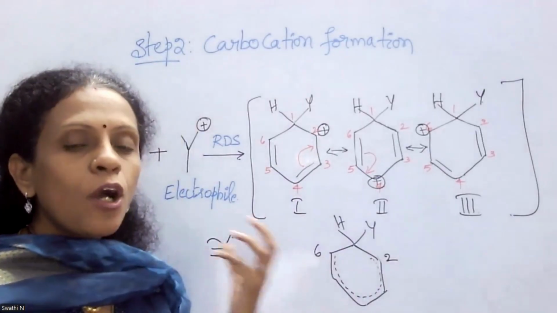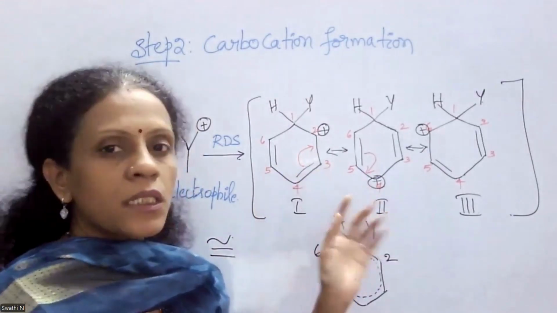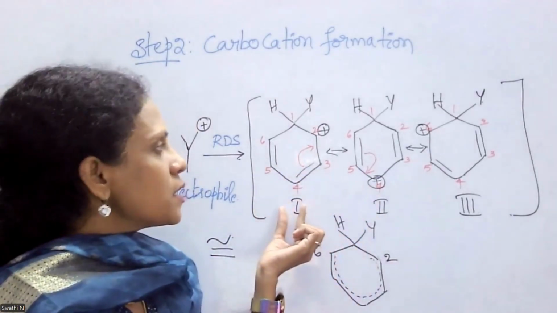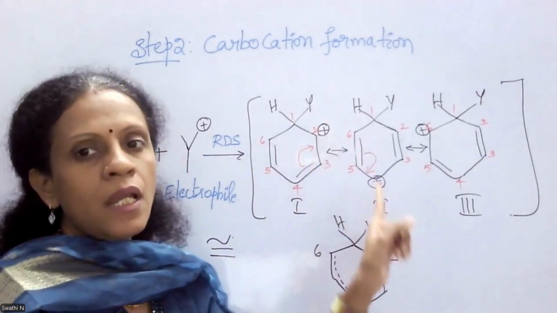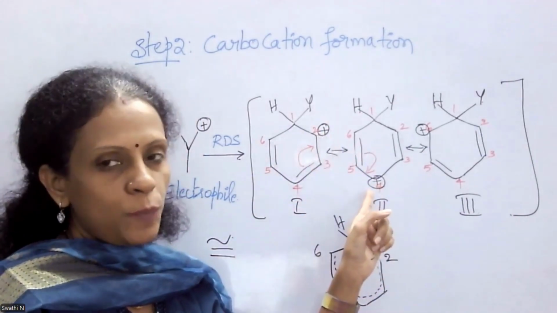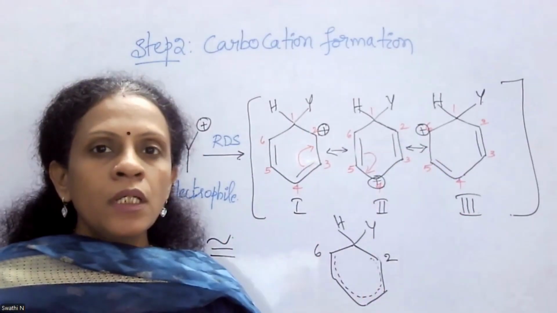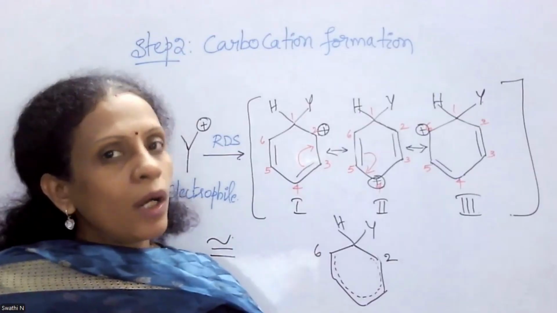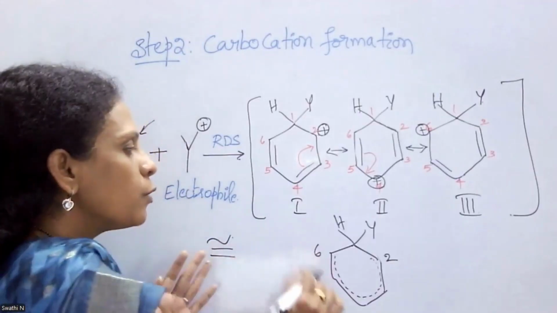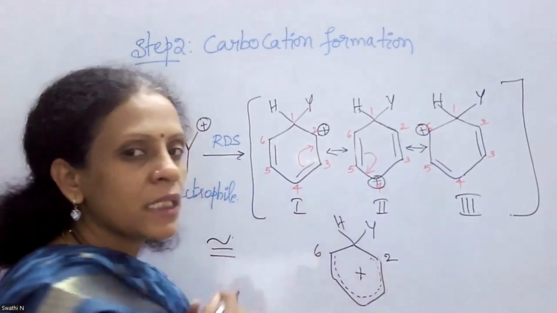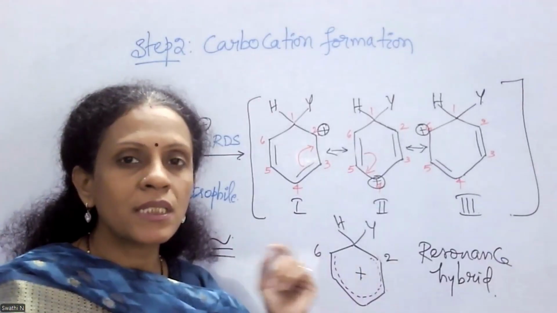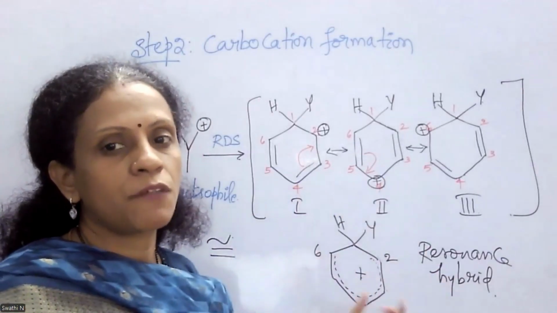Another common structural feature in all these resonance structures is the positive charge. In the first resonance structure, it is at the second position. In the second structure it is at the fourth position, and in the third structure, the positive charge is at the sixth carbon atom. That means the positive charge is migrated on alternate carbon atoms. So to represent that, we keep a positive charge in the center. This is how the resulting carbocation resonance hybrid structure will be shown.